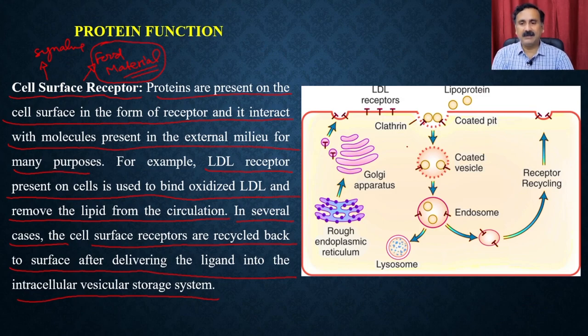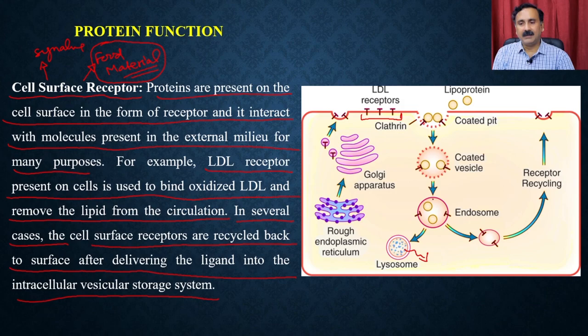So what happens is that the LDL receptor is present on the cell surface, and when the oxidized LDL interacts with this receptor, it is internalized into vesicular structures. Then these vesicles fuse with the lysosome, and when they fuse with the lysosome, the lipid part that was bound is dissociated from the receptors, and that's how the lipids are given to the lysosome, and from here the lipids are released into the cytosol.